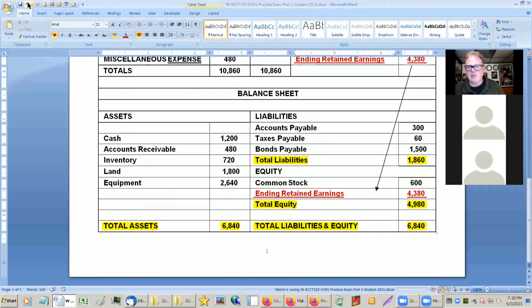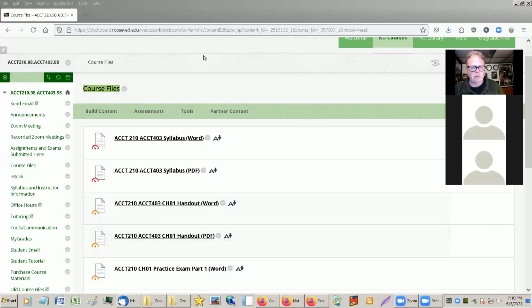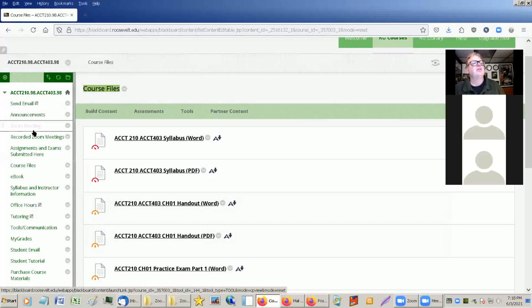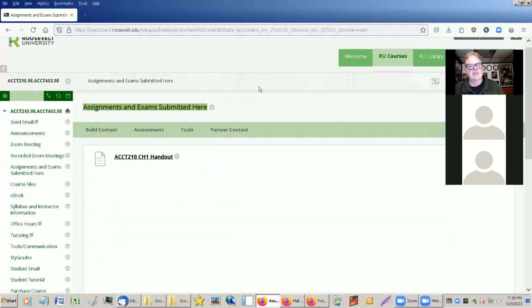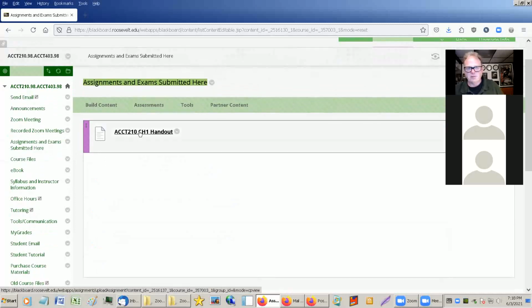Okay, so here's what we're going to do. Go to assignments and exams, submit here. And if you did it in Word, you can submit it. If you did it in a PDF file, if you did it on a notebook, just take pictures of it. But the chapter 1 handout, however you want to turn it in is fine.